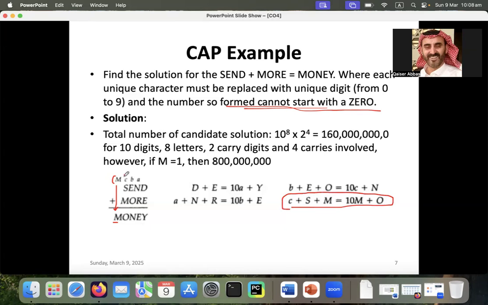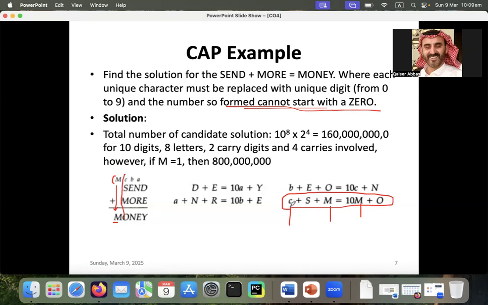0 plus S, this column, C plus S plus M. So if the carry is 0, okay, write it. C is equal to 0. M is equal to 1, okay, write it. Put these values here in this equation.